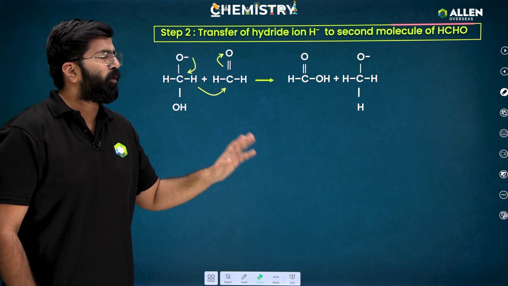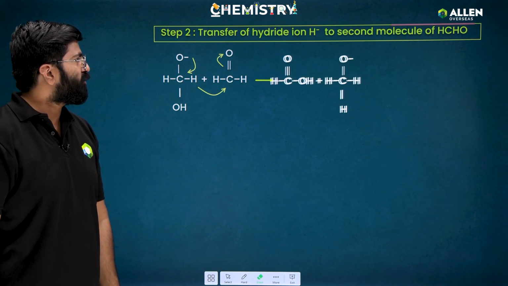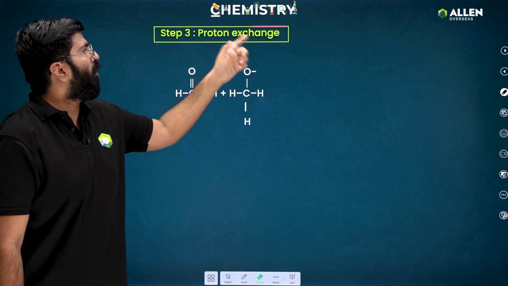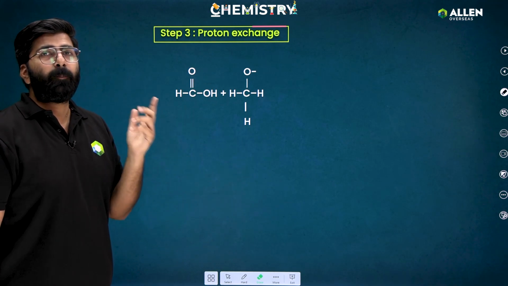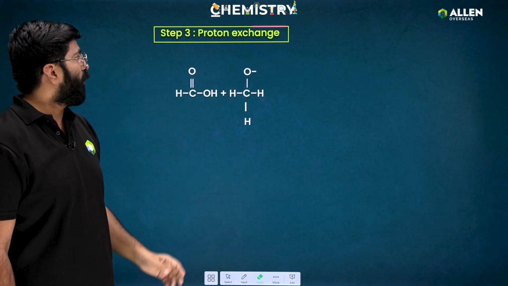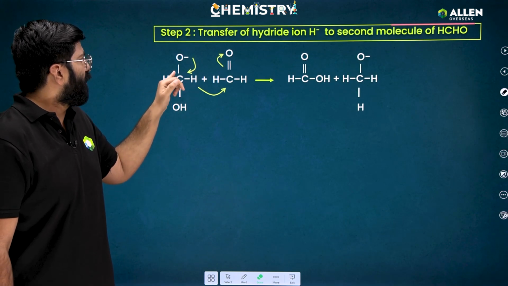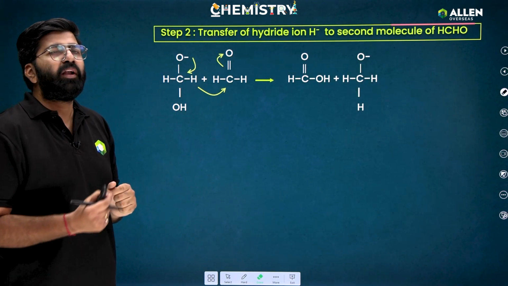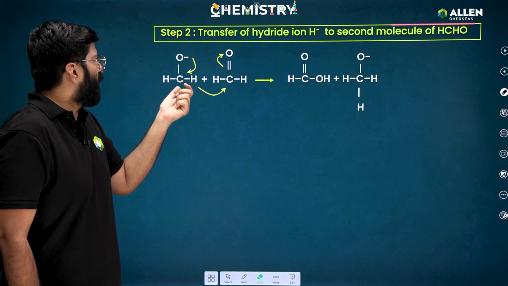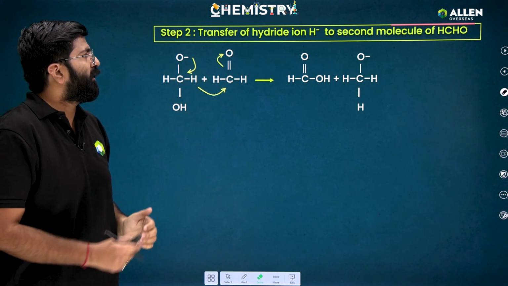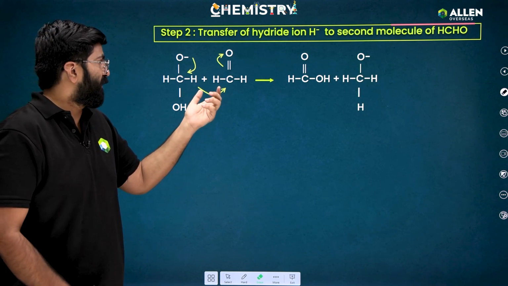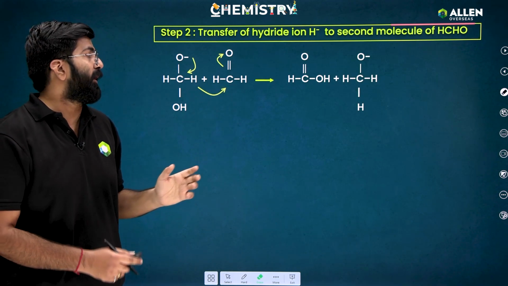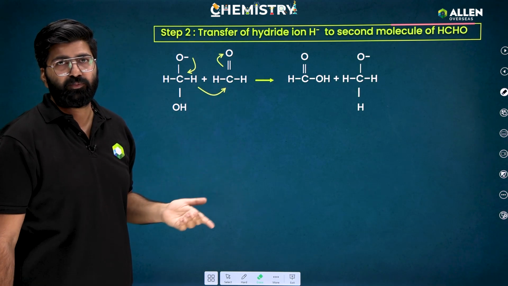But is this your final product? No. Now over here, as soon as you got this, the next third step will be your proton exchange. So what is your proton exchange? Let's see that part. And one more thing which you have to keep in mind: the hydrogen which is actually removed over here is a very poor leaving group. And because it's a very poor leaving group, this step becomes the rate determining step, because this will be your slow step. You have to keep this point also in mind, because many times questions are directly asked based on this part also.